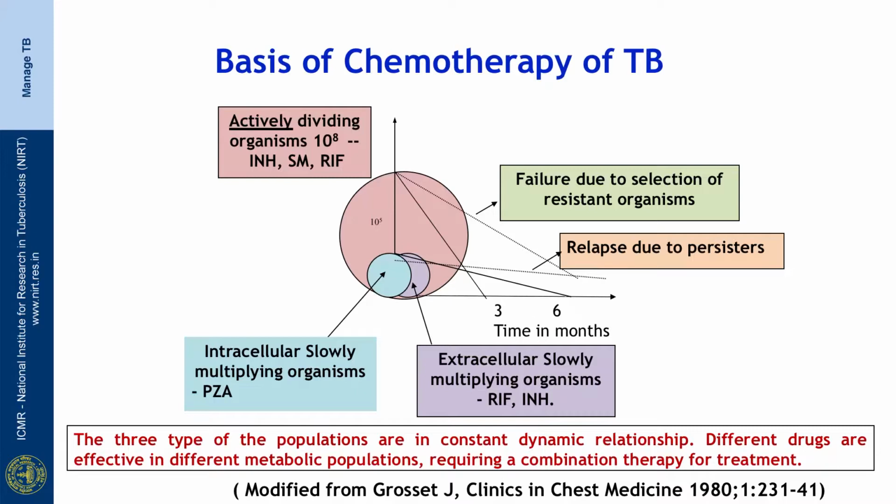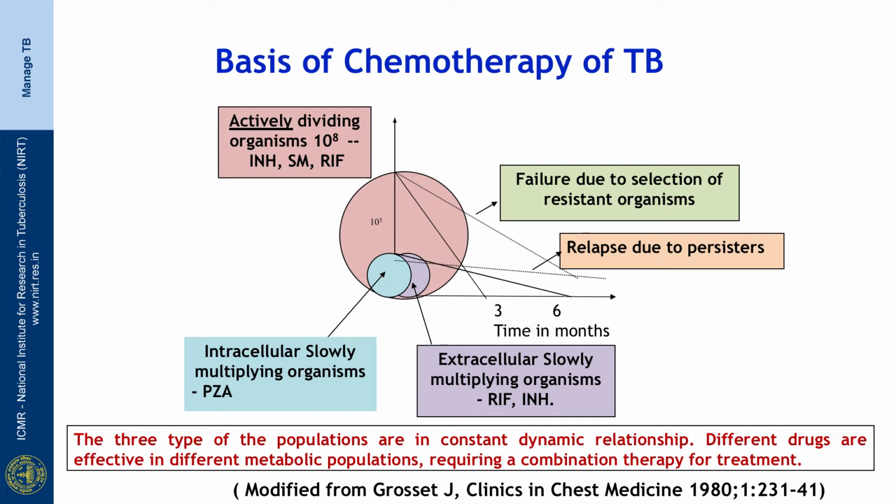It has been hypothesized that in a given case of tuberculosis, there are three very important populations: a rapidly or actively dividing group of organisms, an intracellular slowly multiplying group of organisms, and an extracellular slowly multiplying persistent group of organisms which just have spurts of growth in between. Why is it important to know? Anti-TB drugs act only when a bacteria is dividing.